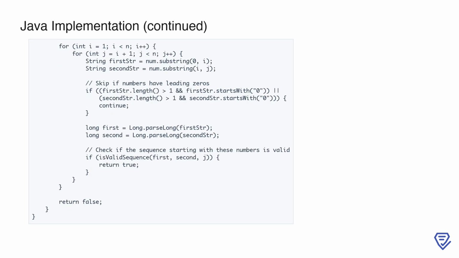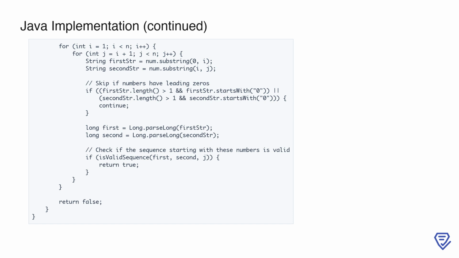Now, we attempt all possible combinations of the first and second numbers by iterating through the string using nested loops. The outer loop defines the end of the first number, while the inner loop sets the boundary for the second number. For each combination, we extract the substrings representing the first and second numbers. Before proceeding, we ensure these numbers are valid by checking for leading zeros. If a number starts with 0 and is longer than one digit, it is skipped.